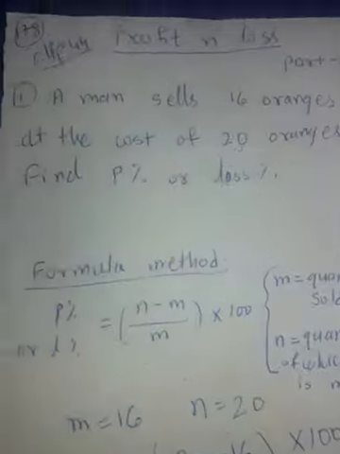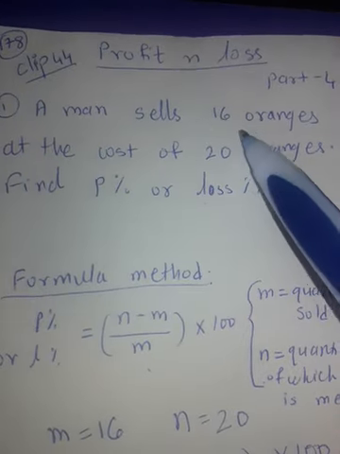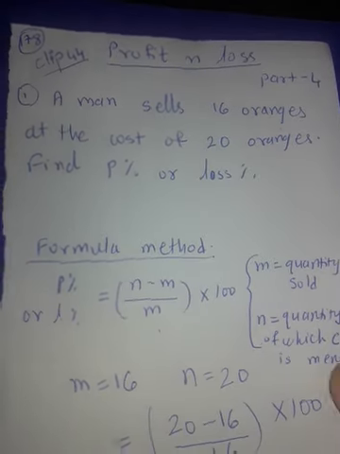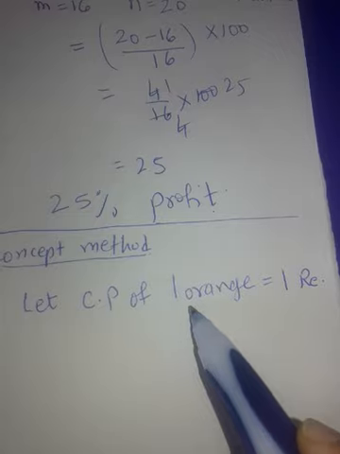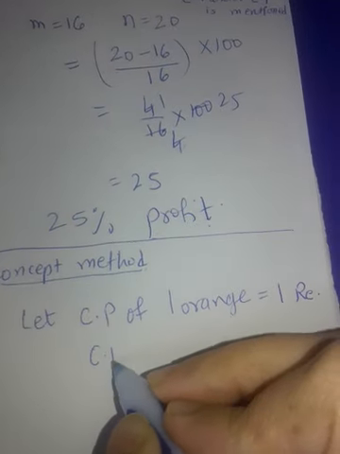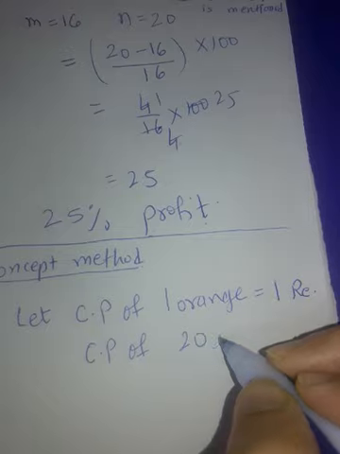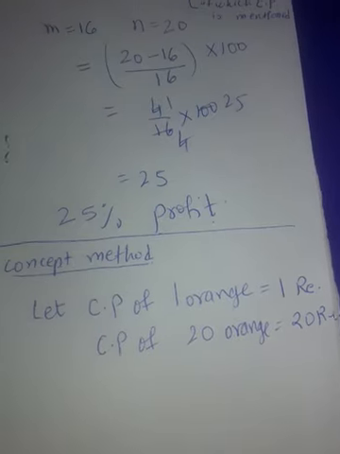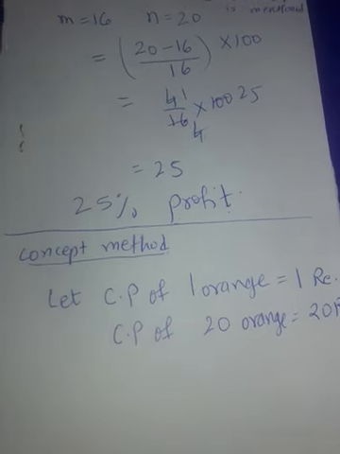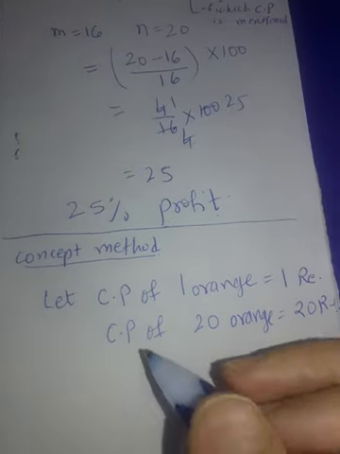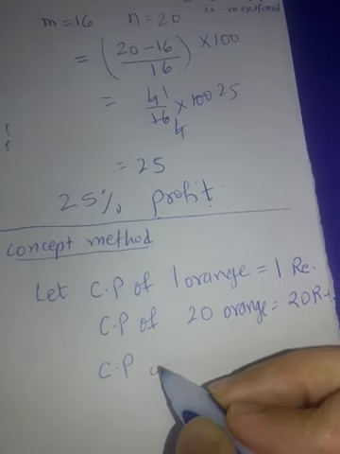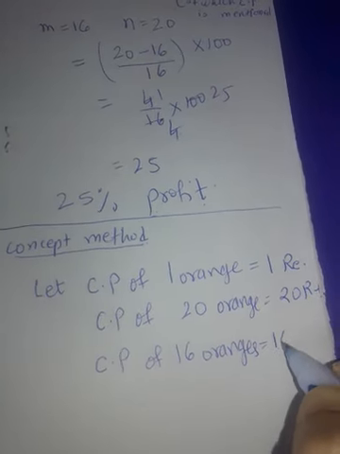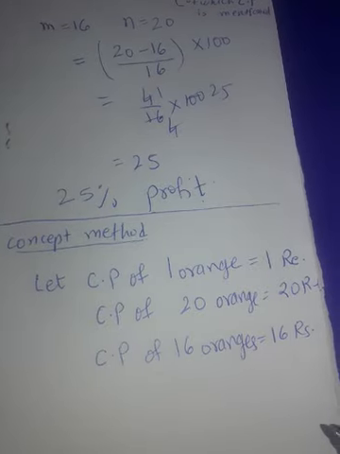Now they are saying a man sells 16 oranges at the cost of 20 oranges. What is the cost of 20 oranges? Cost of 1 orange is 1 rupee. So the cost price of 20 oranges will be how much? 20 rupees, isn't it? But he is selling how many oranges? Is he selling 20 oranges? He is selling 16 oranges. What will be the cost price of 16 oranges? It is 16 rupees, isn't it? Cost price of 16 oranges is 16 rupees.